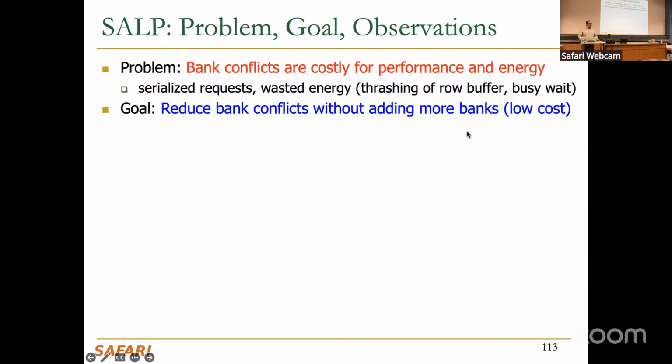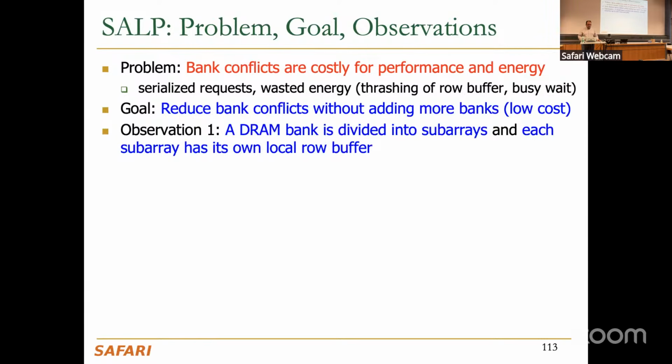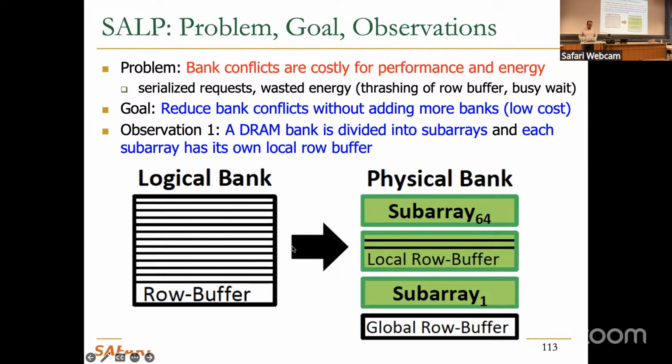So of course, you can add more banks. That's one solution. But adding more banks is a heavy solution to this problem, because you need to add a lot of circuitry interfacing for doing that. So the first observation is that a DRAM bank is divided into subarrays, and each subarray has its own local row buffer, which I already discussed.